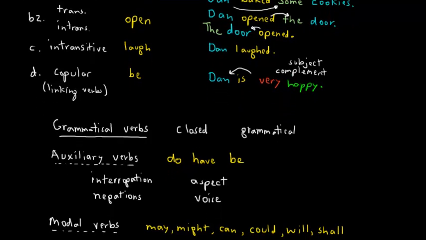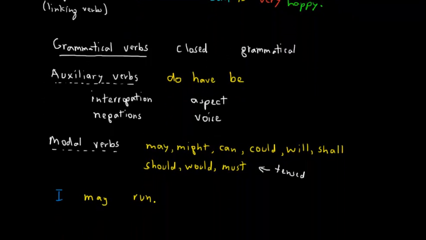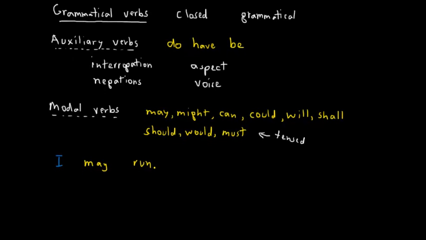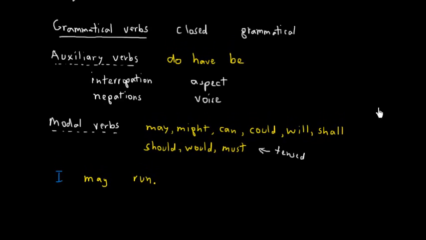Okay, then you have the grammatical verbs. This is closed. The 12 we have. They're grammatical. They're used to support the mechanics, the syntax of the language. Specifically, do, have, and be, support interrogation, negation, aspect, and voice. Then you have the modal verbs, which we use to give the author's point of view about the lexical verb and any auxiliary verbs.